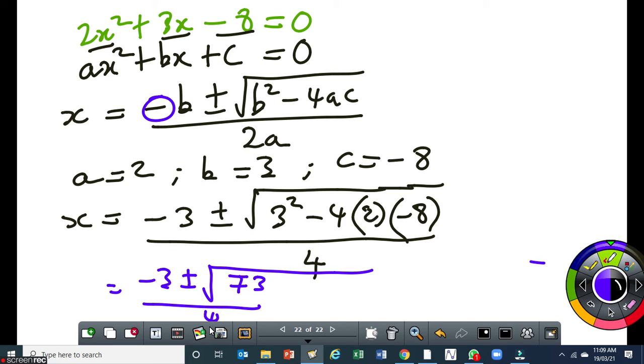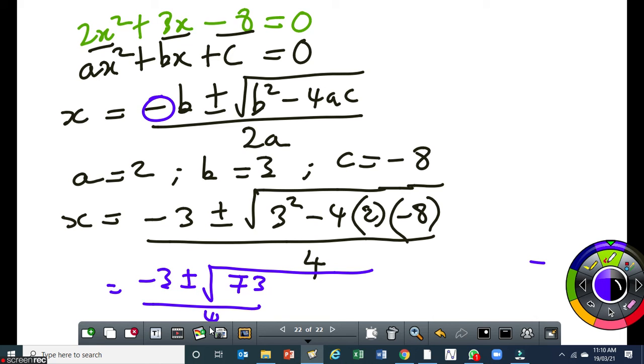Then if I go to the next page, okay, you follow me? I simplified what's inside there. It's not difficult to do. If either A, B, or C is negative, you have to put it inside brackets. Yes? So you can just go a bit slower how you simplify 3 squared minus 4. 3 squared is 9. Minus 4 times 2 is minus 8. Minus 8 times minus 8 gives you a positive 64. So you end up having 9 plus 64. That will give you 73.